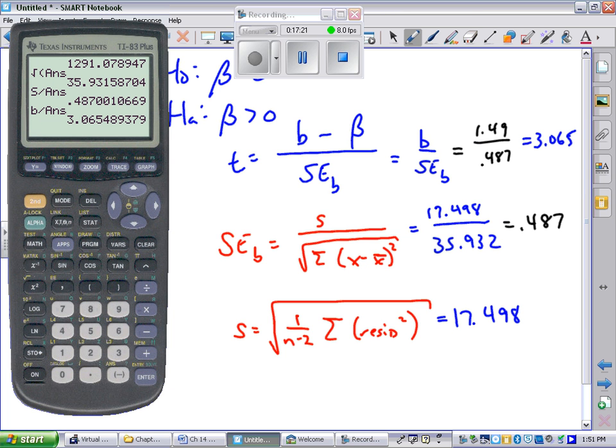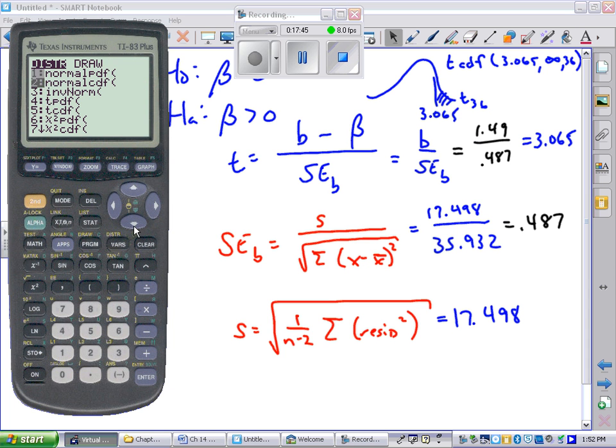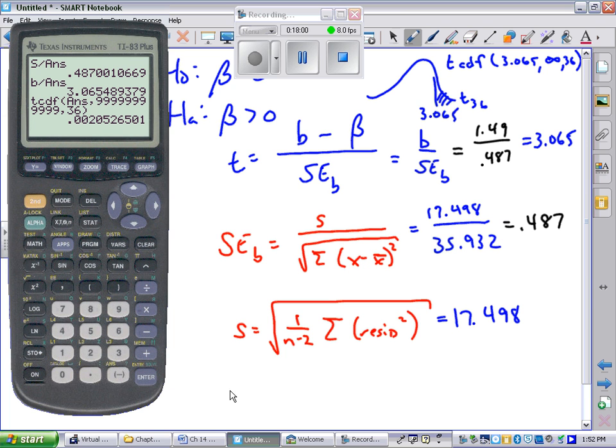Now my graph, it's a t-distribution with 36 degrees of freedom. Here's my test statistic. There's my p-value. And if I were using my calculator, which I'm going to do, it's TCDF of a lower bound, upper bound, degrees of freedom. So on my calculator, I go second distributions, TCDF, lower bound, upper bound, degrees of freedom. That number right there is called my p-value. So my p-value here is 0.002, which is pretty small.